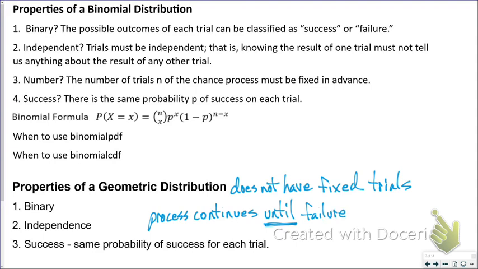All right. Back to binomial, there's the formula that's typed on your formula sheet. We're going to use binomial PDF when the question says x equals or exactly. We're going to use CDF when it's a less than or greater than.